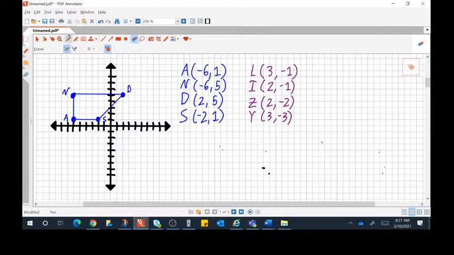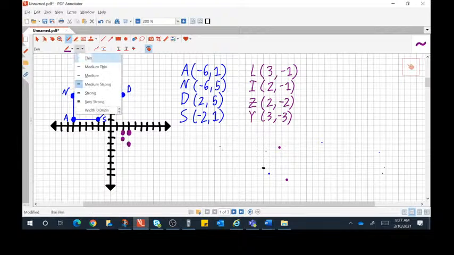All right, and there's Lizzie. Let's go ahead and get Liz on there. So 3, -1, 2, -1, 2, -2, and 3, -3. It's itty bitty.